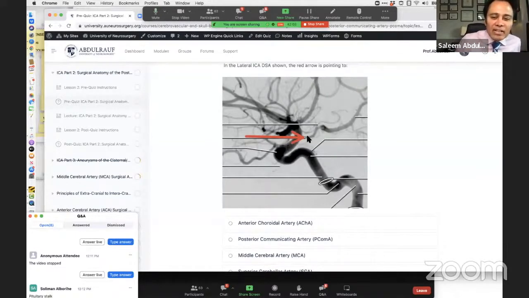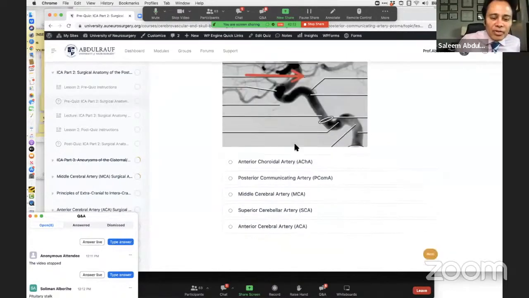This cannot be the superior hypophyseal because it's going this way. The superior hypophyseal will be going this way. So this is a posterior communicating artery. So that's nice. Okay, let's see this one, next.